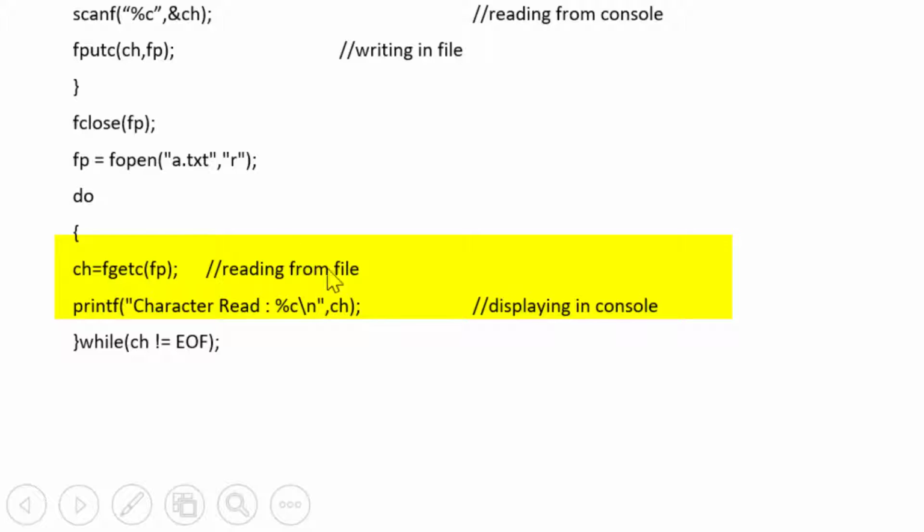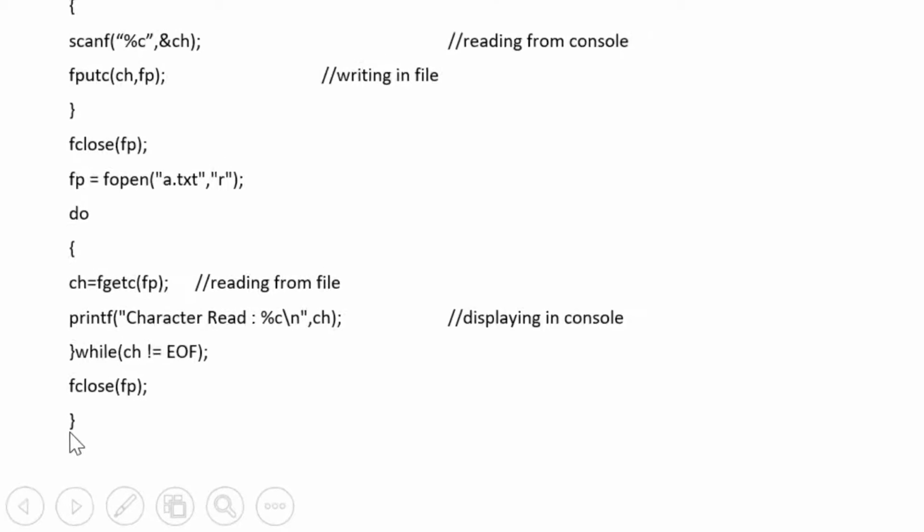Now these two statements should be executed again and again in a loop, so I've used a do while loop. For how many times you need to continue this loop, we'll check for the condition of end of file. That is, while ch not equal to EOF, which means unless and until we don't get end of file, we'll go on reading the data from the file. Once ch is equal to EOF, we'll exit this loop. And after reading the data from the file, we have to close the file. For closing the file, we'll use the same syntax, that is fclose(fp), and end of the program.